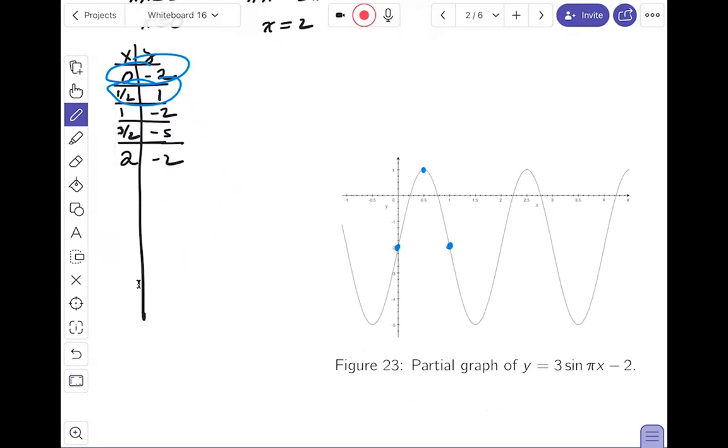Right here, looking at my picture. I'm going to do 3 halves minus 5. 3 halves is 1.5. Minus 5 is right over here. And again, I'm doing these points over here. Very simple. And then 2 minus 2.